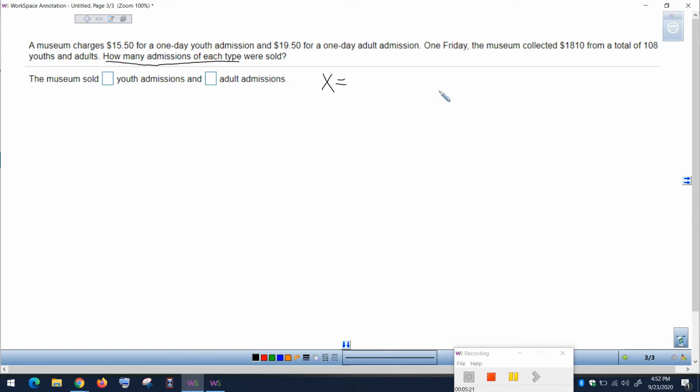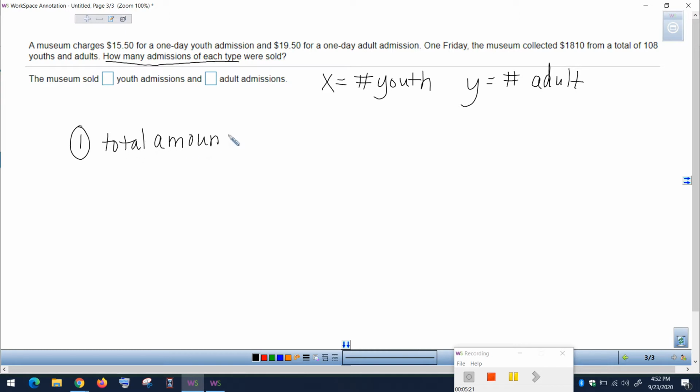So we need to have our variables represent the different types of admissions. I'm going to have X represent the number of youth admissions and Y represent the number of adult admissions. All right, let's do our total amount equation. So we are going to look in the story to find out the total number of tickets sold, and that is 108. So we have X plus Y is equal to 108.